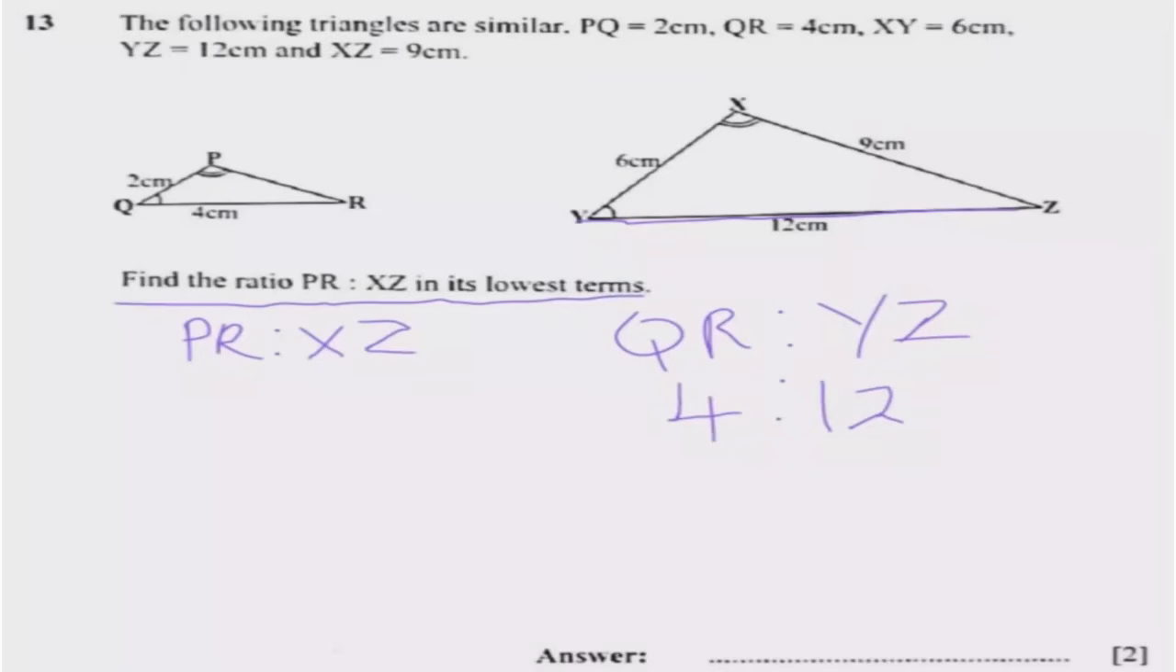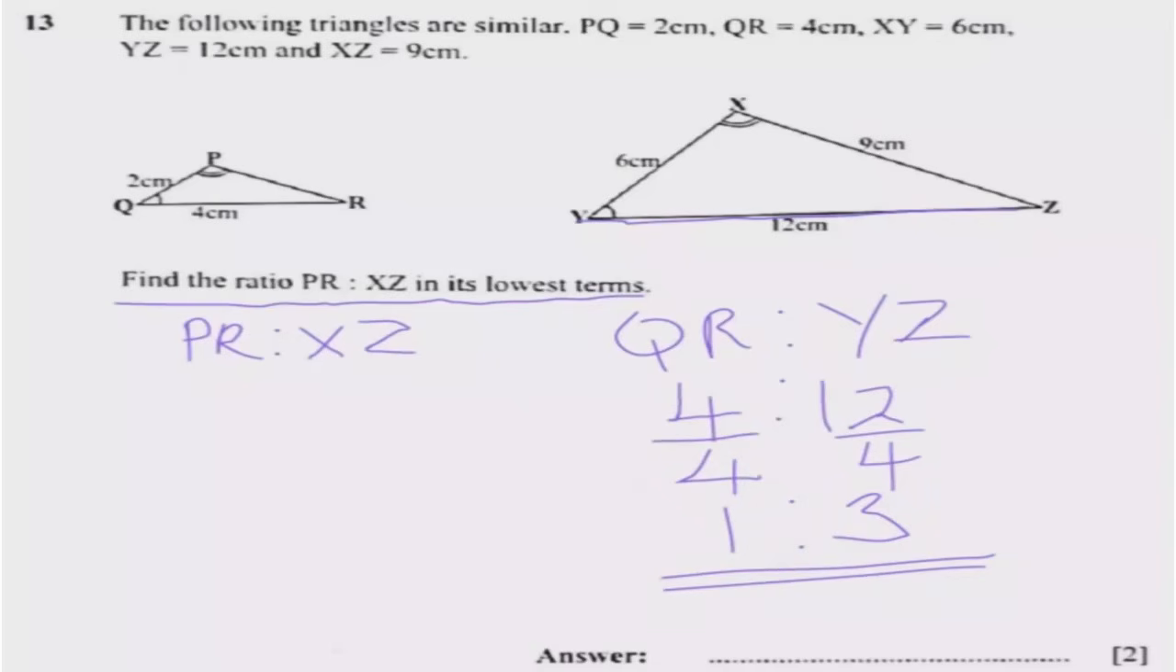Now we need to reduce this ratio into its lowest term. So we find a number that can go into 4 and 12. We're looking for the highest common factor of 4 and 12. The biggest number that can go into 4 and 12 is 4 itself. So we divide both sides by 4. 4 divided by 4 will give us 1, and 12 divided by 4 will give us 3. So this is the ratio in its lowest term.